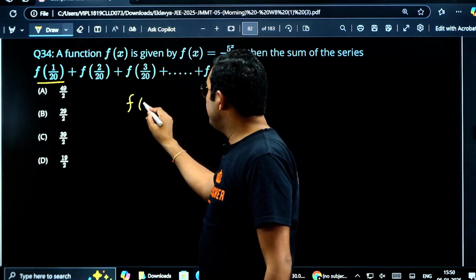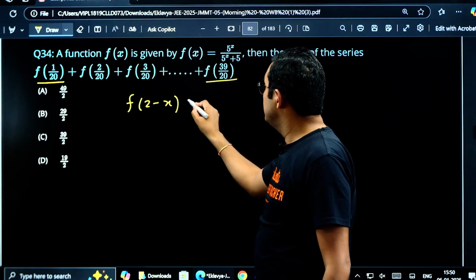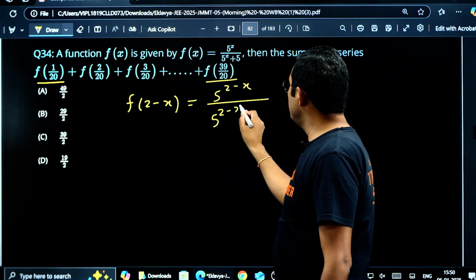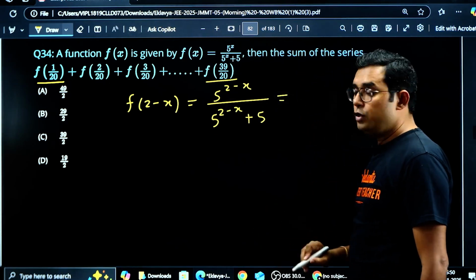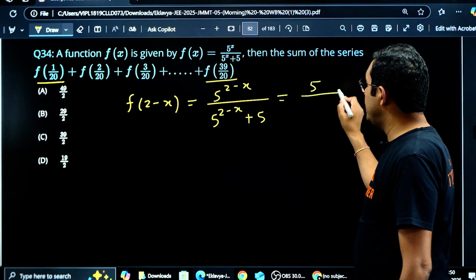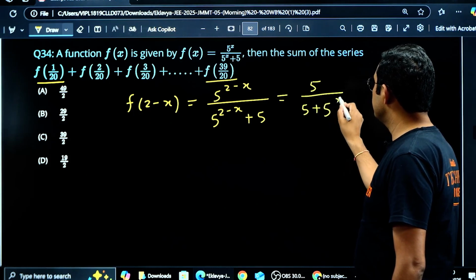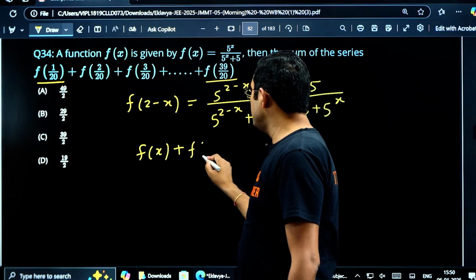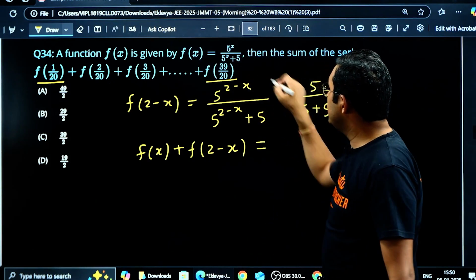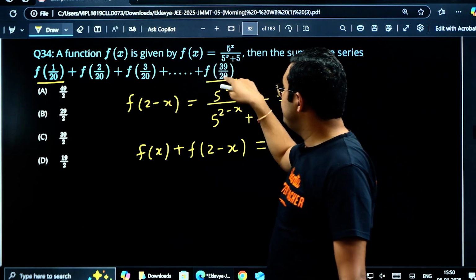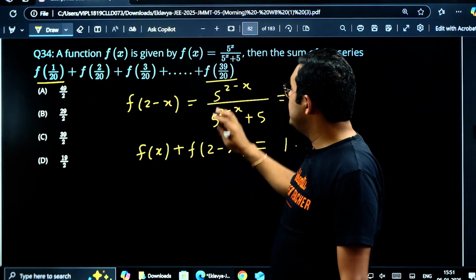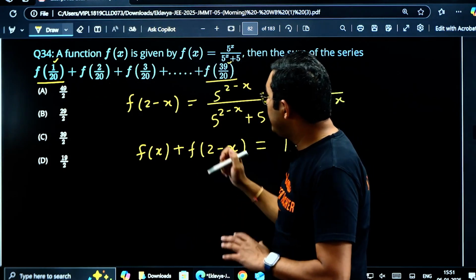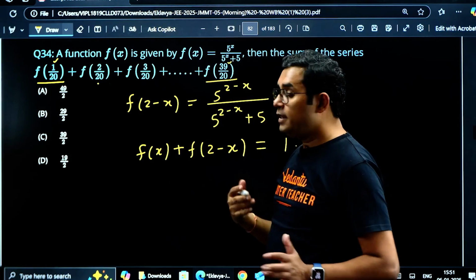So what I will be doing, I will find f of 2 minus x, which will be equal to 5 raised to the power 2 minus x upon 5 raised to the power 2 minus x plus 5. If you simplify it by multiplying by 5 power x, I think we will be getting 5 in the numerator upon 5 plus 5 power x. Okay, so you can see that f(x) and f(2 minus x), if you add them together, you get just 1. Now in this series, if you check f(1/20), f(39/20), first one and last one, they are two numbers whose sum is 2. Similarly, if you take the second number and second last number here, their sum will also be 2.